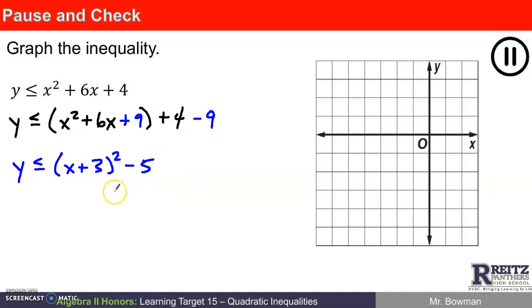So now that I have it in vertex form, I can tell you that this inequality has a boundary with a vertex at negative 3, negative 5. Right there. And again, I know that this is an inequality that opens upward because a is 1. The fact that a is 1 means that working away from the vertex, I could go up 1 and plot a point, then up 3, and then even up 5. And the fact that it crosses the y-axis at 4 jives with the y-intercept of the boundary line being 4, so that makes sense.